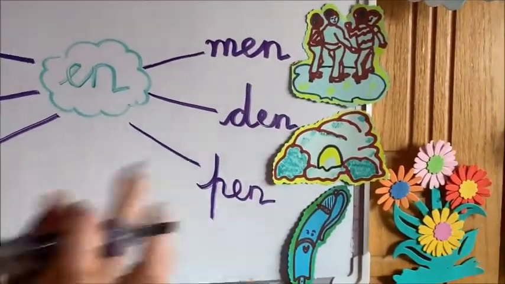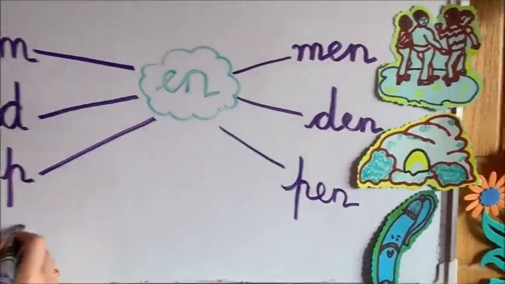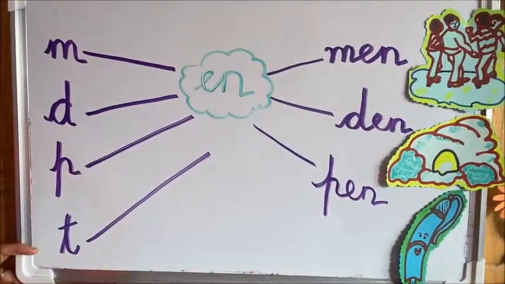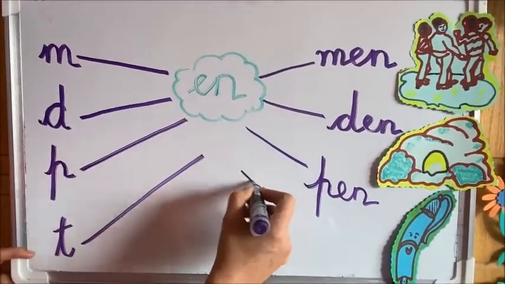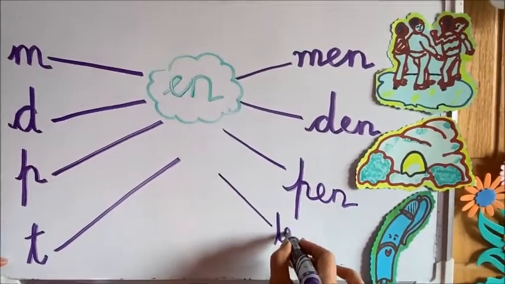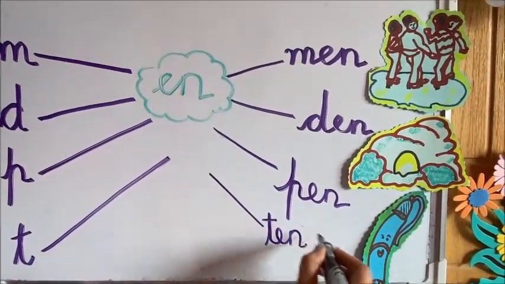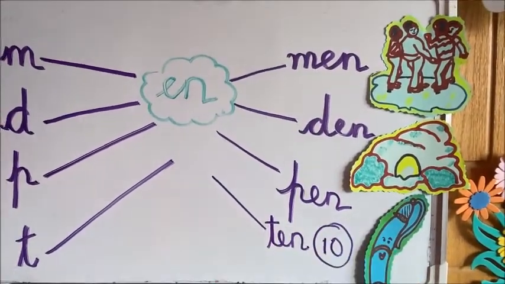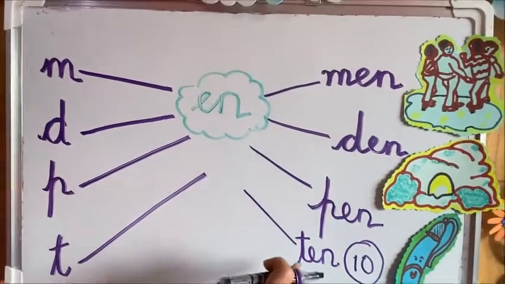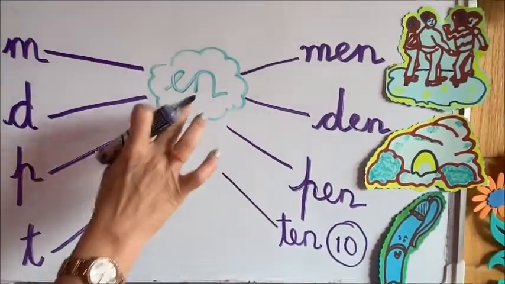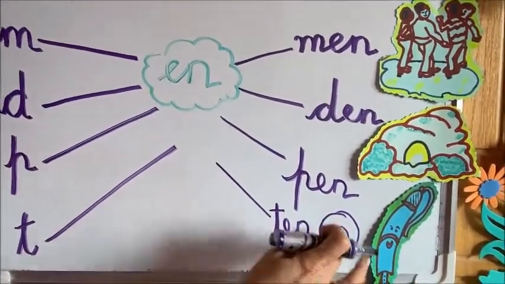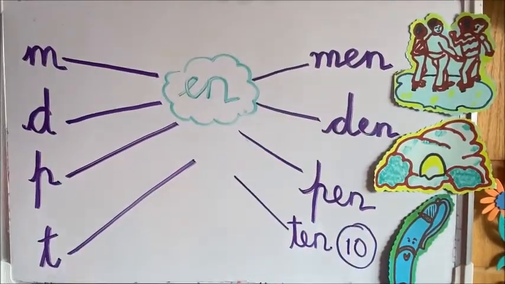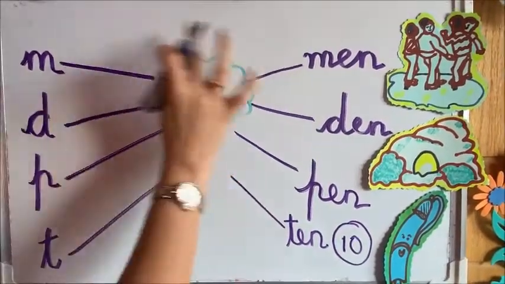And you know this pen. Then the last one was T. With T, we can have one more word. T, N is ten. And what is ten? This number 10. You will learn the spelling in your math class. Your teacher will teach you. This is T, N, ten. And this is 10. So these are the three or four words which you must learn in this N family.